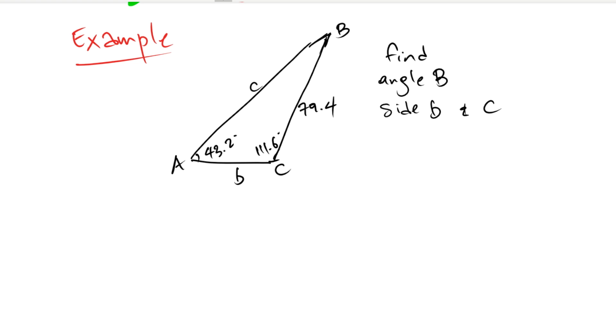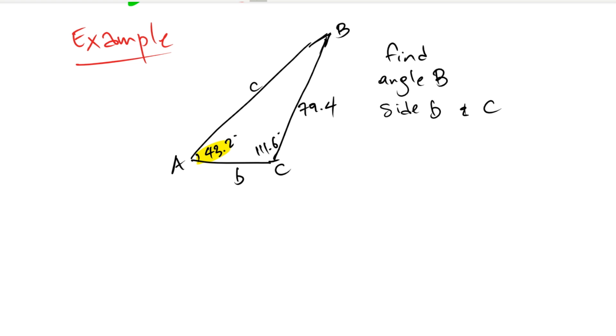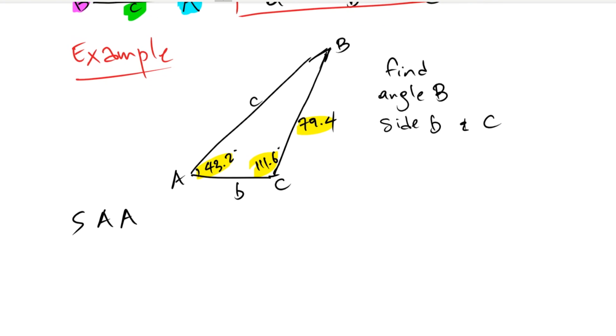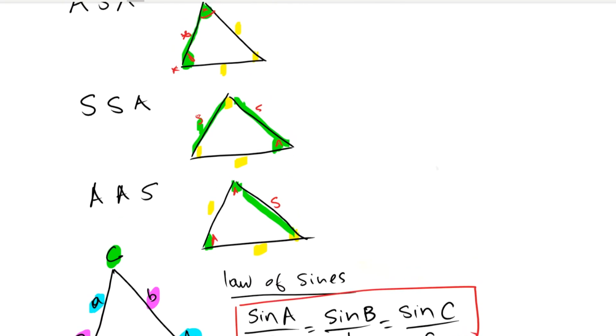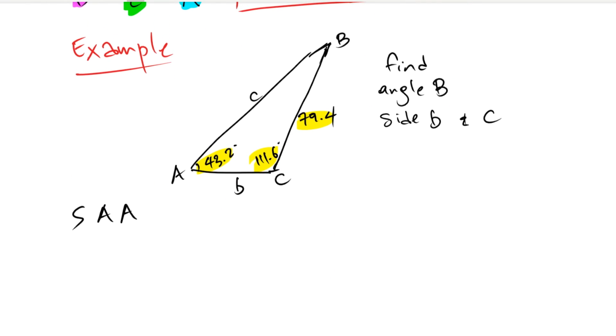Before I start, let's say I did not know what law I'm using here. All I have to do is pay attention to what I'm given. I'm given this one, this one, this one, so a side, an angle and an angle. Looking at my chart, side angle angle, or it could be angle angle side, depending on where I'm starting. Because I'm given this, I'm going to use the law of sines.